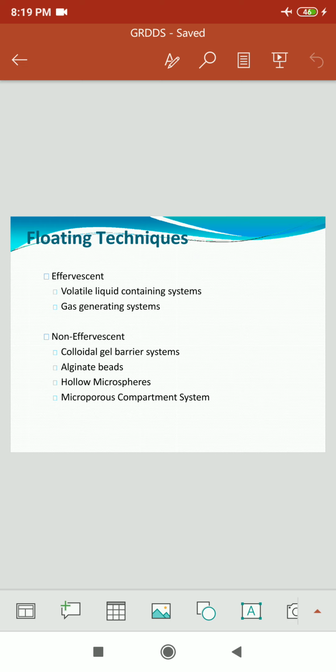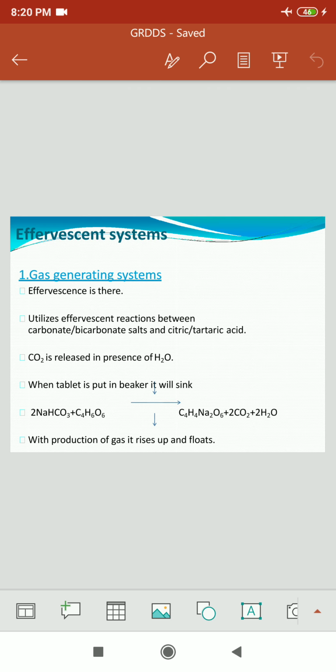Next is floating. It is divided into effervescent and non-effervescent. Effervescent is gas generating and volatile liquid. Non-effervescent is alginate bead, hollow microsphere, etc. Effervescent systems contain a gas generating system in which effervescence is present.